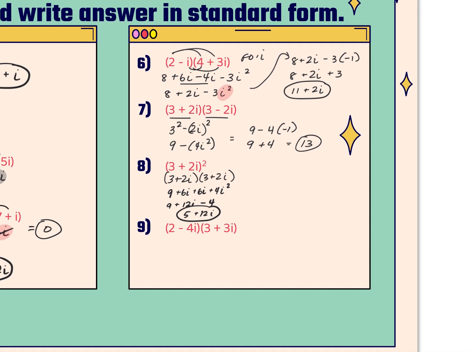There's your solution. And then the last one, again, we continue, we work on foiling. So first times first is 6, outer times outer is plus 6i. Inner times inner is minus 12i, and last times last is minus 12i squared. So again, I'm going to combine my like terms in the middle. And then minus 12 times minus 1 is plus 12. So I'm going to get 18 minus 6i. There's your answer. Remember to put it in standard form.